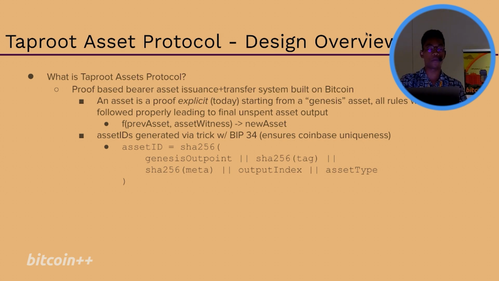So we have the Genesis outpoint, which is the first outpoint in the transaction actually creating this thing itself. Then you have the tag, which is the name, some metadata, the output index, and also the asset type, and there are collectibles or normal assets itself, right? And that's how it is.